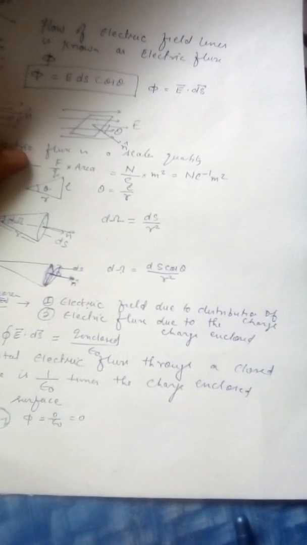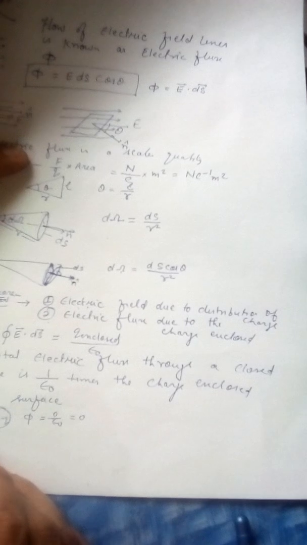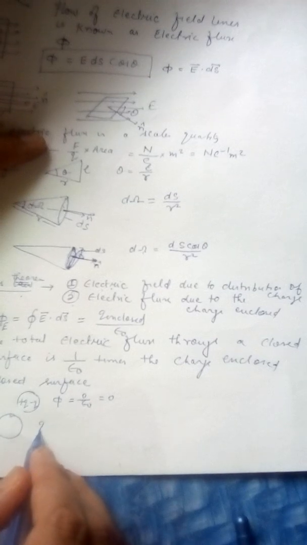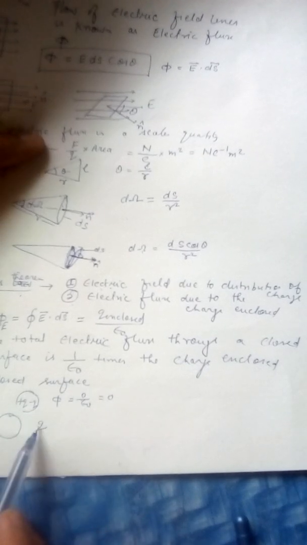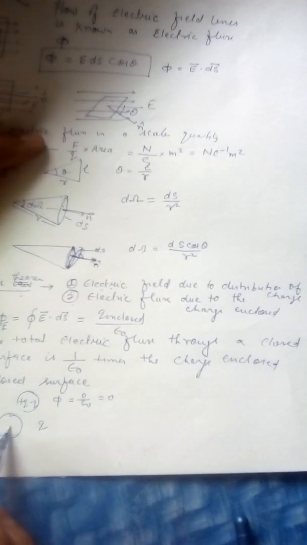Third, net flux through the closed surface due to charge lying outside the closed surface is 0. You can see, suppose I am drawing some closed surface. This is closed surface, and here it is any charge Q. Due to this charge, there will be no flux over this surface. The flux is only due to the charge inside the surface. That I am making to understand.